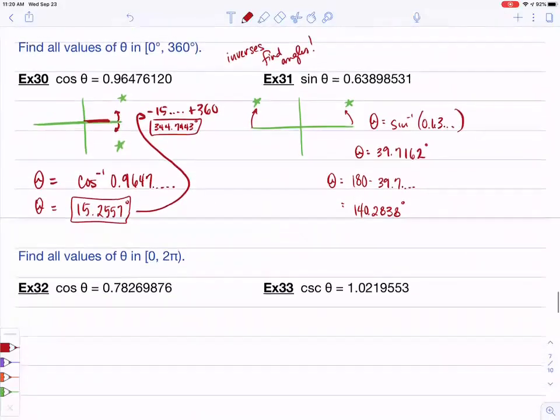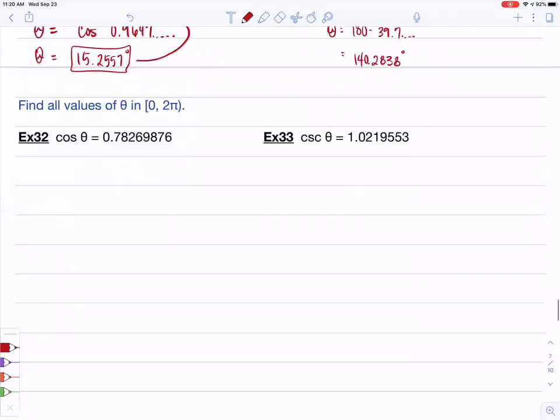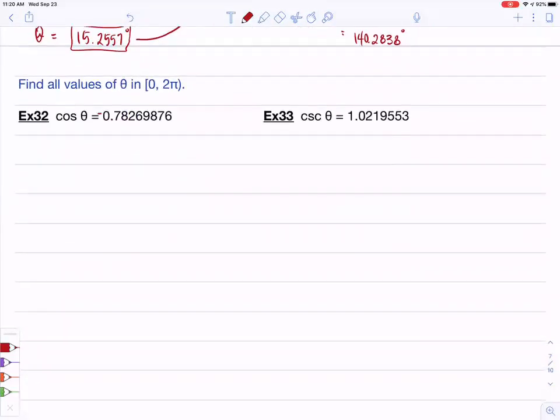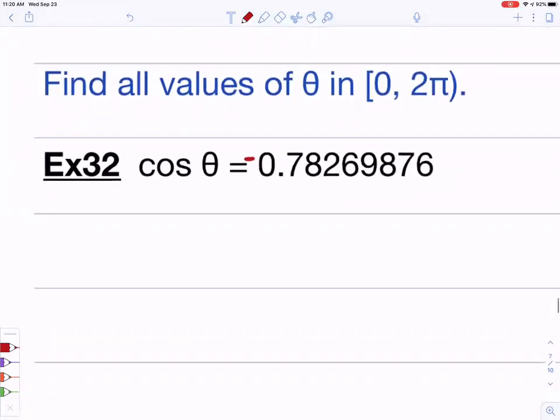I'm gonna change the next two questions because these are all a little boring. They are positive. I want to work with some negatives. So both of these then, the next two, I'm gonna say cosine theta is equal to a negative 0 point blah blah, and cosecant is equal to a negative 1. So let's change those on the problems, just so that we can get some extra practice here. If I only did four positives, you're gonna think that we always have positives, and that's not the case.